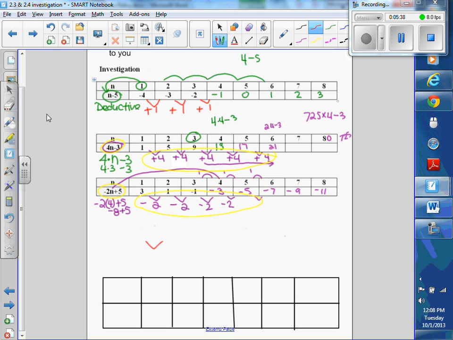So if the n values are consistently increasing at the same amount, the output is going to consistently increase or decrease the same amount. Okay, in these tables, the n values are increasing at the same amount, which will make the outputs increase or decrease at the same amount as the previous. In these tables, that works, but why?